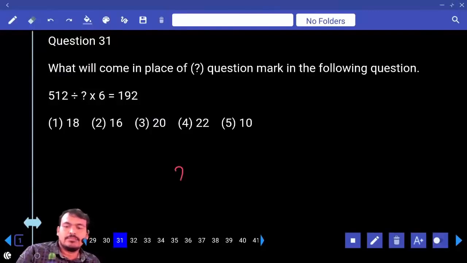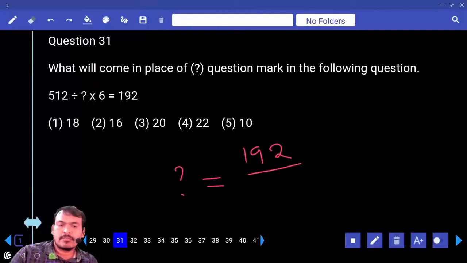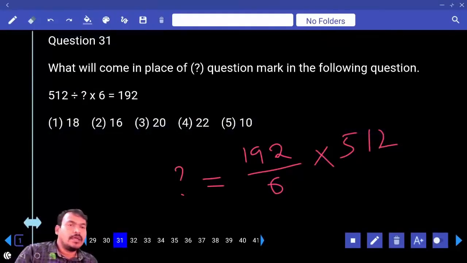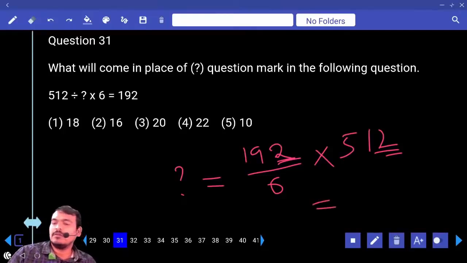This one we have written something equal to 192 by 6 into 512, or not? 192 by 6 into 512. Okay, 2 2s are how much? 4. 4 by 6 means we are getting, 2 2s are how much? 4 by 6 means we are getting ending with 6 or 4. Either 4 or 6.